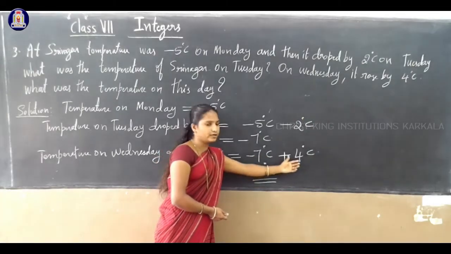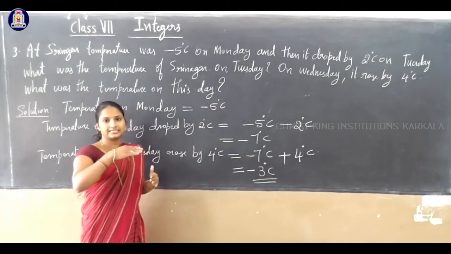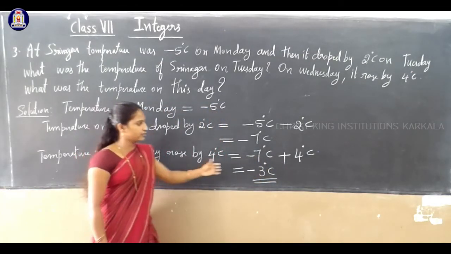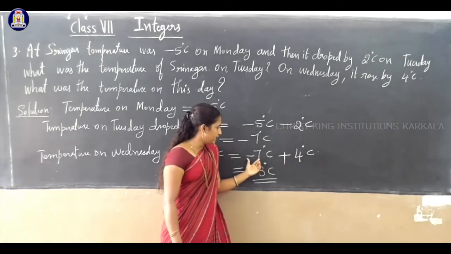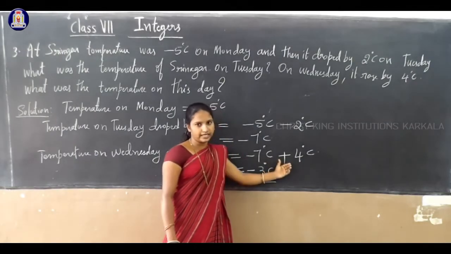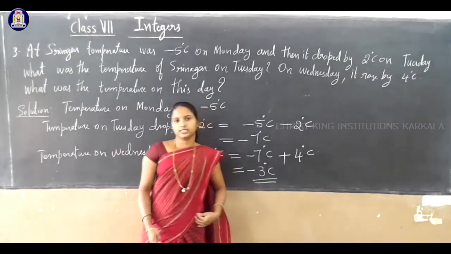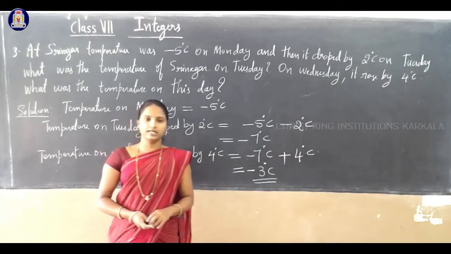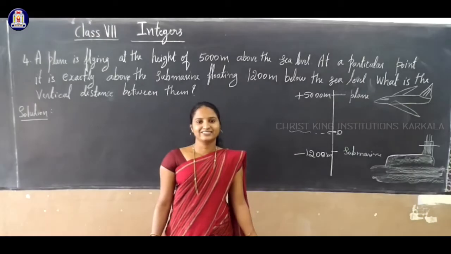So plus 4 degrees Celsius. Why plus? Because the temperature is rising or increasing. Clear? So you write plus 4 degrees Celsius. Clear? Now minus plus, different sign, subtraction. So 7 minus 4 we get the answer 3. So the answer is minus 3 degrees Celsius. Clear? Thank you. Okay, next question.